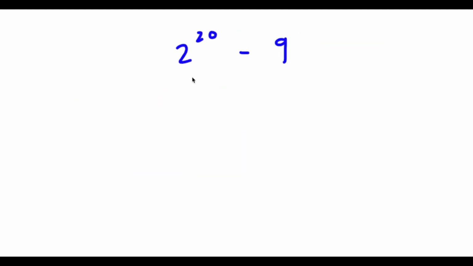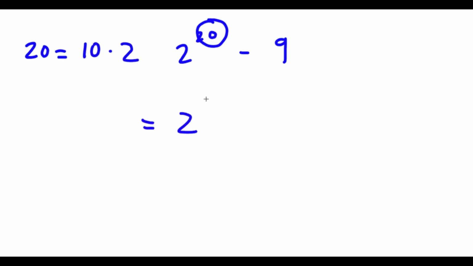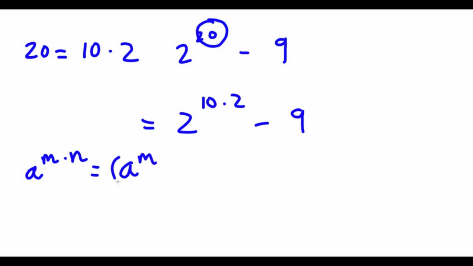Alright, so I have 2 to the power of 20 minus 9. Now 2 to the power of 20, well 20 here is the same thing as 10 times 2. So now I can rewrite this as 2 to the power of 10 times 2 minus 9. Now, if I have something in the form a to the power of m times n, this is equal to a to the power of m to the power of n.